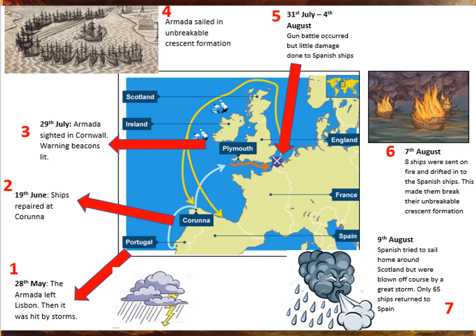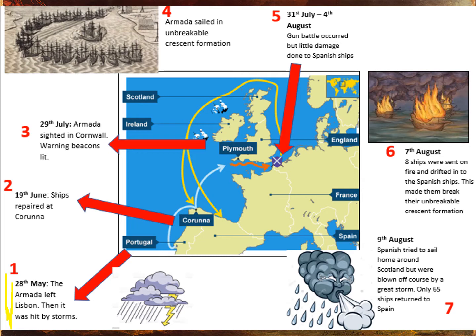So if we have a look to start with at the beginning, so we go to number 1, the Armada left Lisbon in Portugal and was immediately hit by storms. So we're talking about bad luck from the very beginning. When we think about the storms, we generally think about the storms that happened around England and particularly in the North Sea and set them off path, etc. Storms hit the Spanish right at the very beginning of the journey.